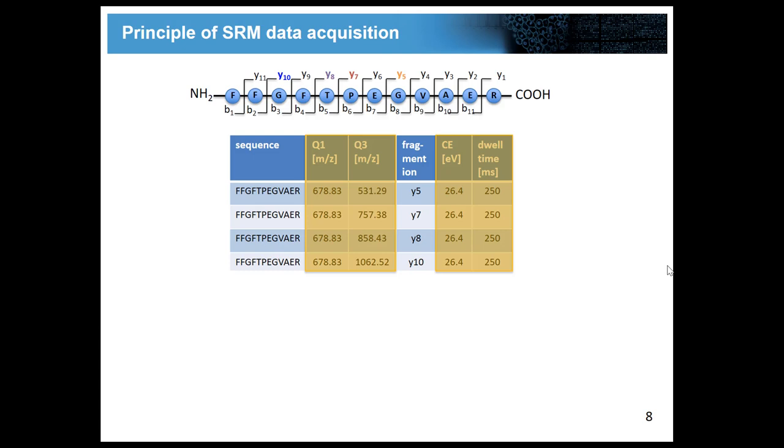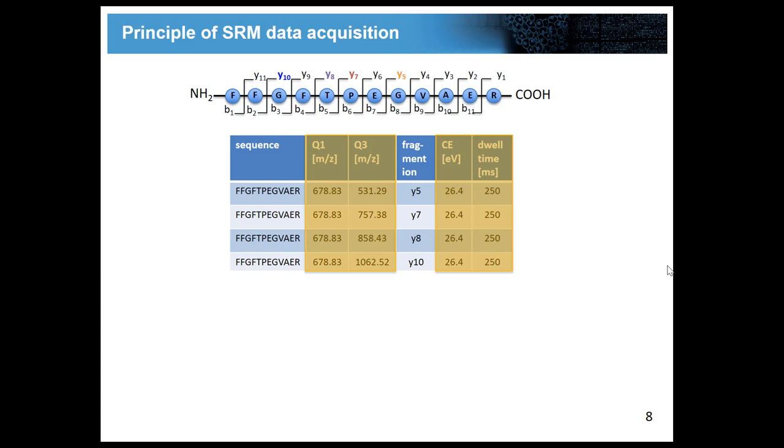And you see I've selected here the Y5, the Y7, the Y8, and the Y10 fragment ion. And these are the 4 transitions I want to monitor for that peptide. That's the way I tell the instrument what it should do. And then there are 2 additional columns that are also required. That's the collision energy column. So here you tell the instrument the energy that it should use on the second quadrupole to fragment your peptide.